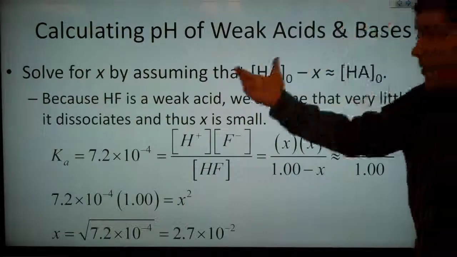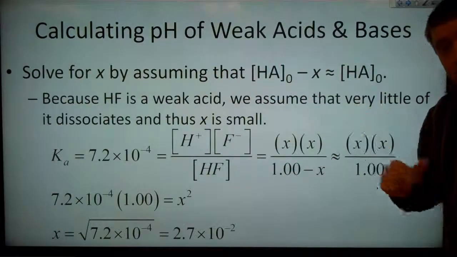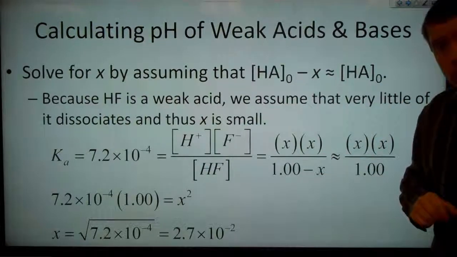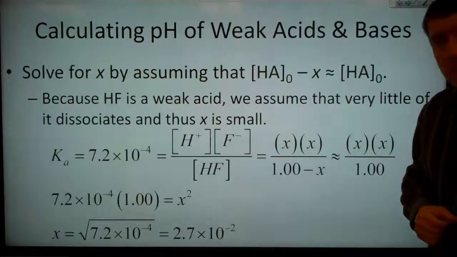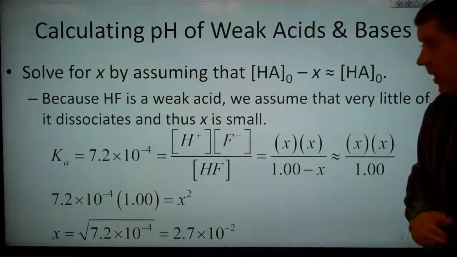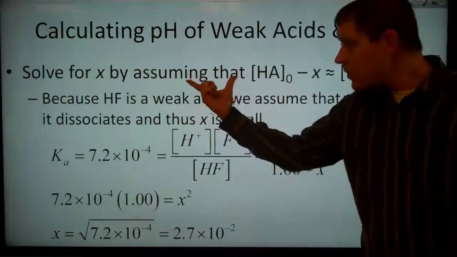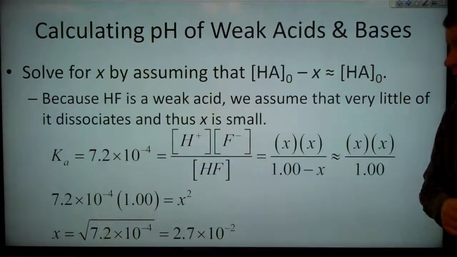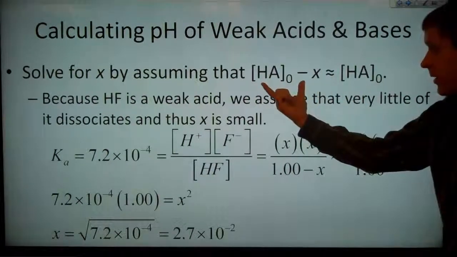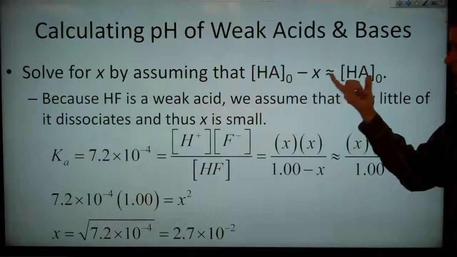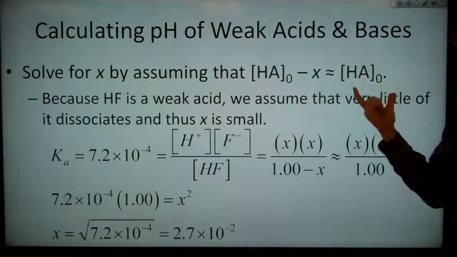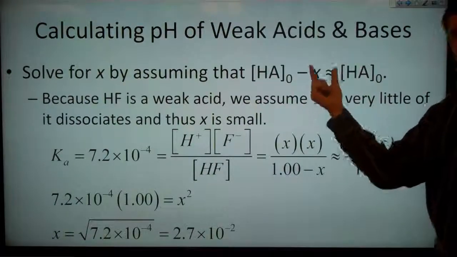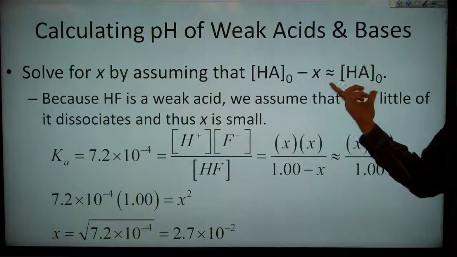So now we want to make an assumption, because now we basically have a quadratic equation, and we can either use the quadratic formula to solve this, or we can try to simplify it using chemistry and make the math a little bit easier. So we're going to assume that our acid concentration, that 1.0 molar minus X, is approximately the same thing as 1.0 molar. As long as X is small compared to 1 molar, then this assumption will be valid.